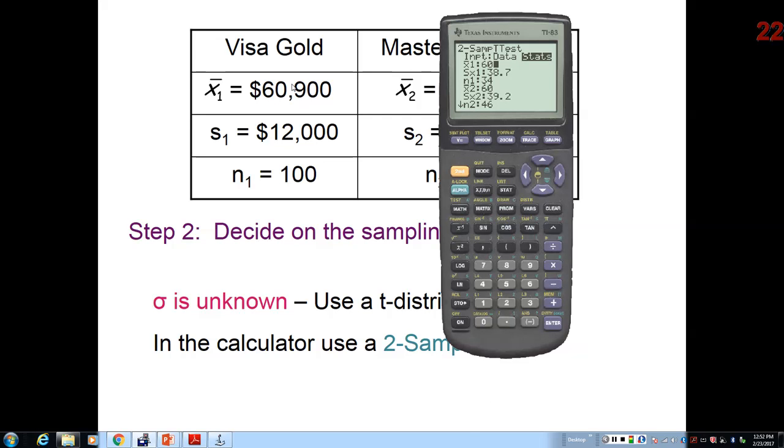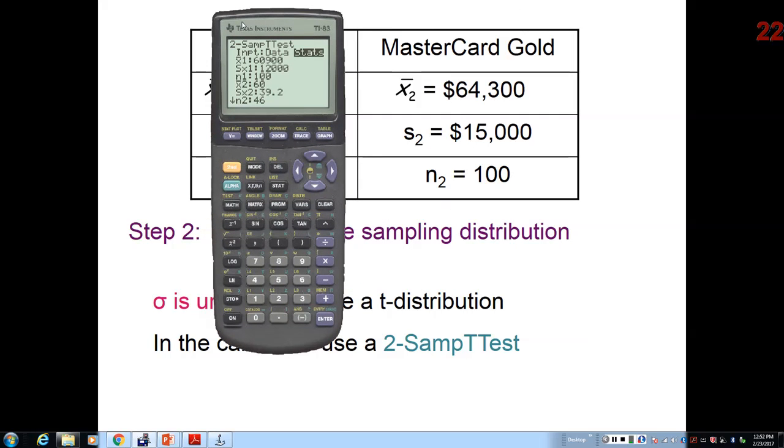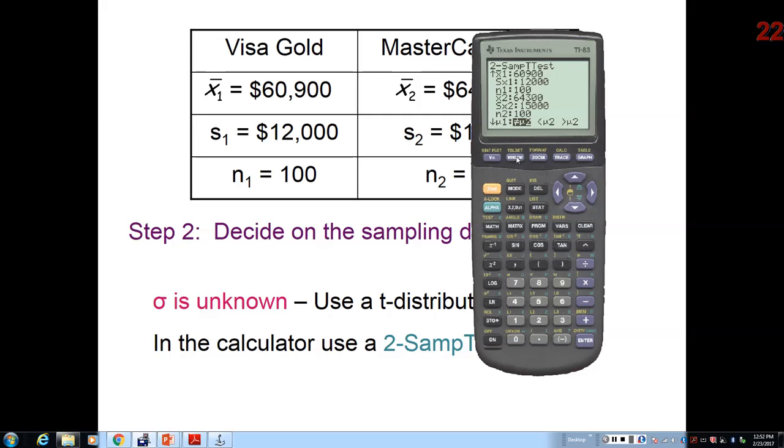The mean for the first one was 6,900, okay, with a standard deviation of 12,000 and a sample of 100. The second one was 64,300 with a standard deviation of 15,000 and a sample size of 100. Okay? Now we want to find out whether it's equal, less than, or greater than. So how do we figure that out? We look at our alternative hypothesis. So go back and look at what your alternative hypothesis was. Not equal, so we highlight not equal.